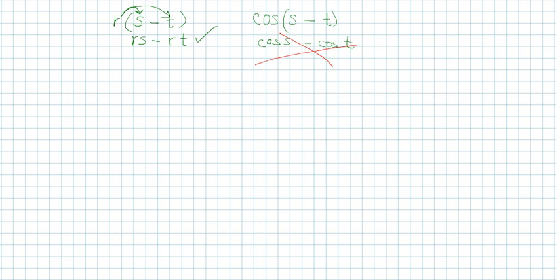So actually, there's an identity. It's called the addition formulas for sine and cosine, one of four addition formulas. And it says that if you want cosine of s minus t, this is actually equal to cosine of s cosine of t plus sine of s sine of t. And you say, well, that's pretty weird. Can you prove that? So we're going to try to prove this identity.